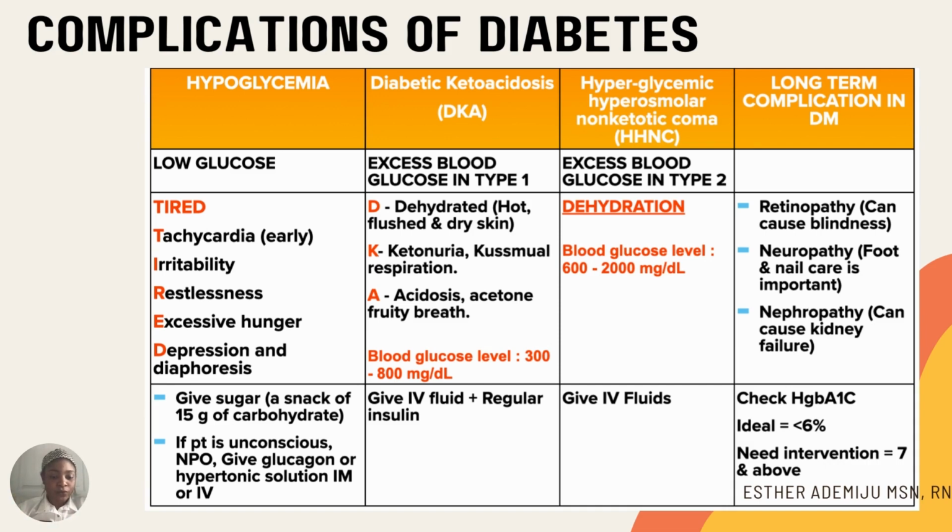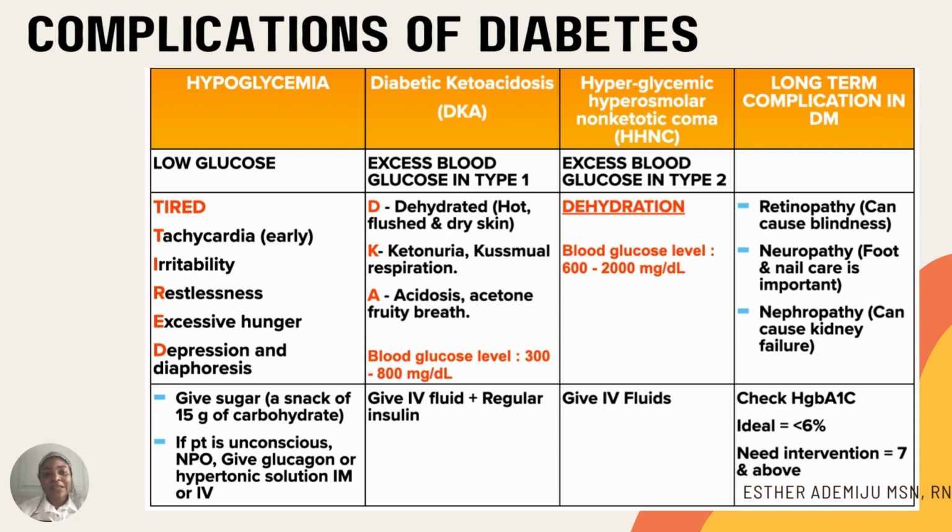So how do we manage this? Give them some fluid, because again, they're dehydrated, and also we're going to give insulin. We're going to give regular insulin, but we're going to give it IV. This is where our IV regular insulin usually comes into place because we need it to bring down that blood sugar as quickly as possible.